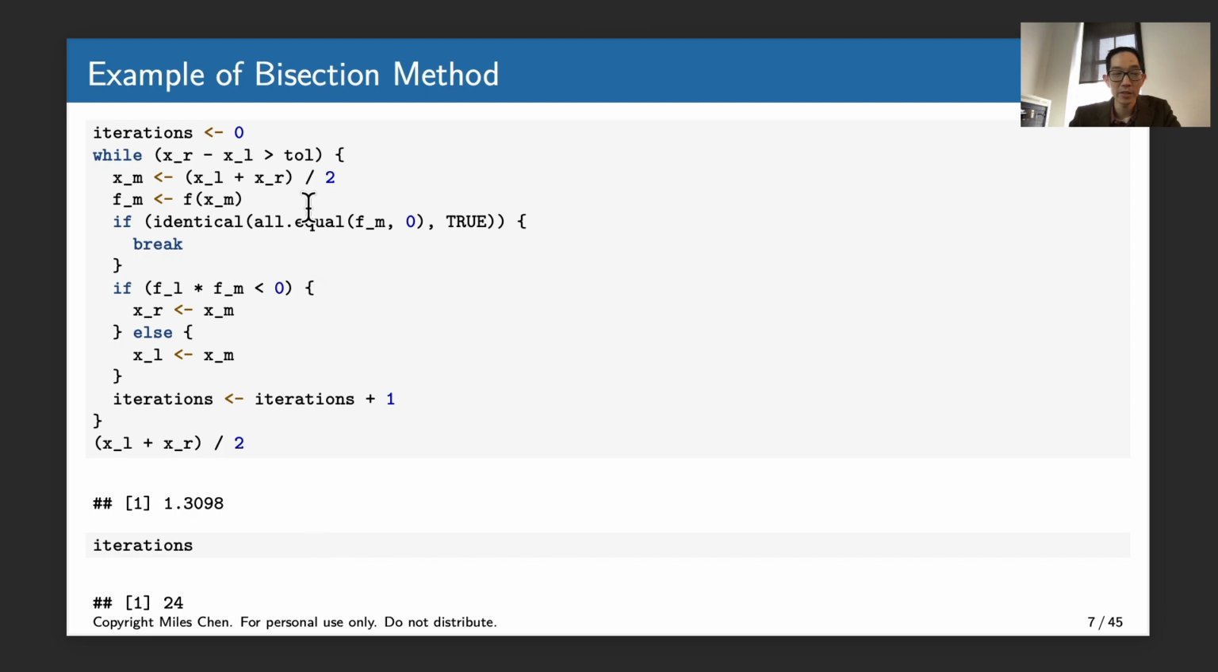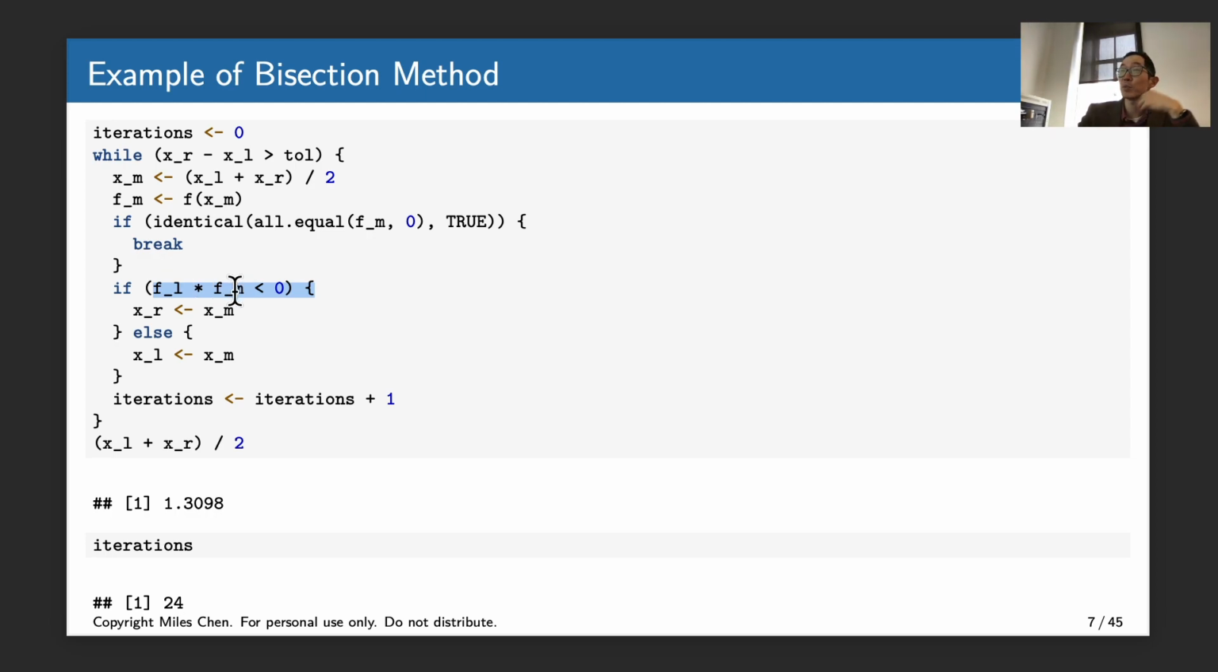And so this is the algorithm. It's a while loop. While the right minus the left is greater than the tolerance, just keep running. Calculate the midpoint. The midpoint is L plus R divided by 2. Calculate the function at the midpoint. And if the function at the midpoint is 0, then we'll quit. Otherwise, we'll keep going.